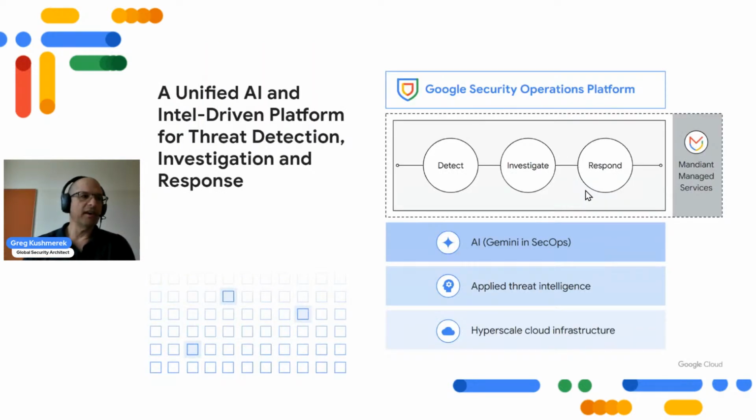And then there's this AI component. Gemini in SecOps. This is a rather recent introduction. The idea is having this unified AI and intelligence-driven platform for threat detection, investigation, and response, meaning that along the way of the user workflow, you have AI there to assist you in being able to find the things you need to get your job done in a reasonable amount of time.